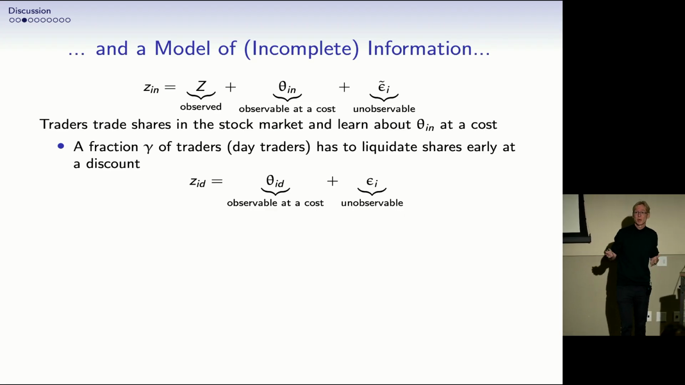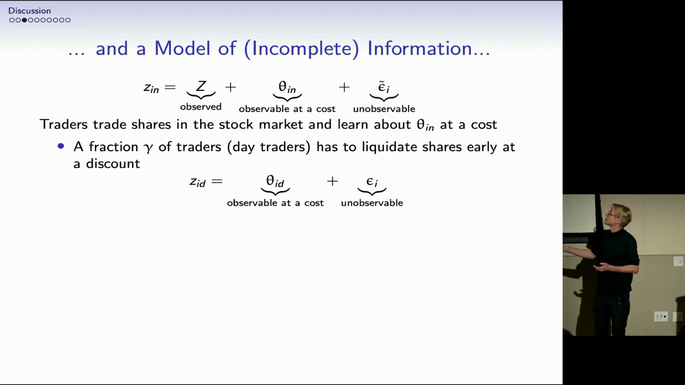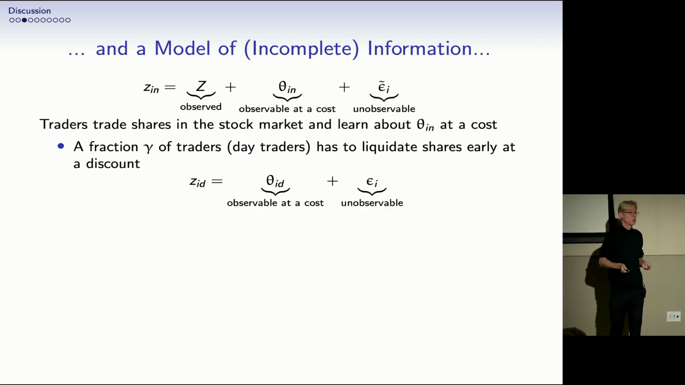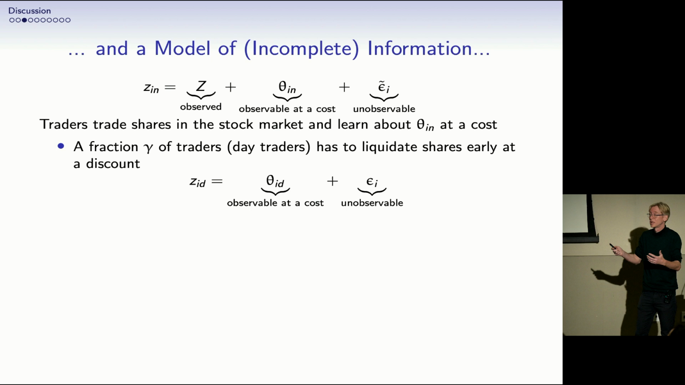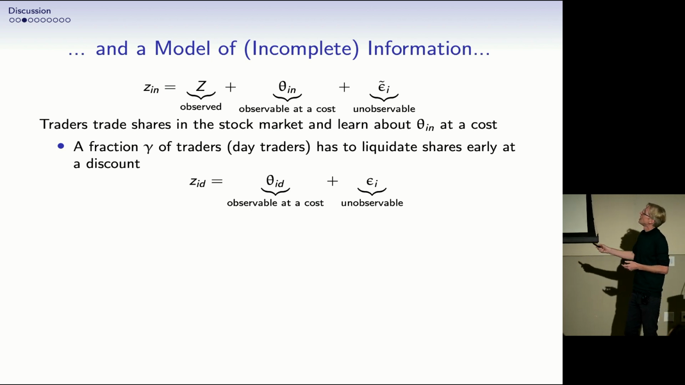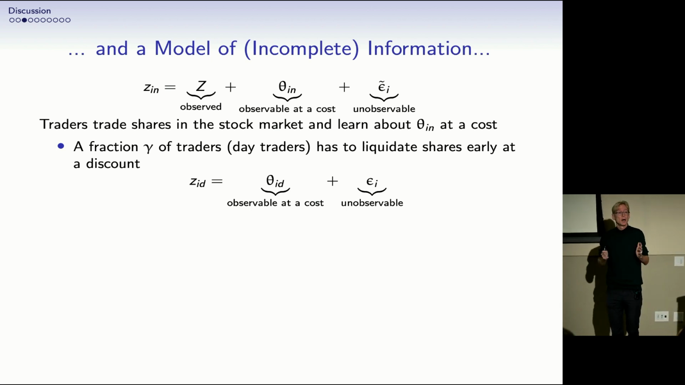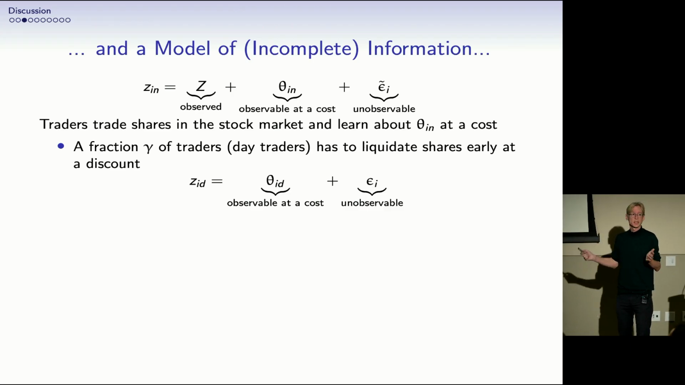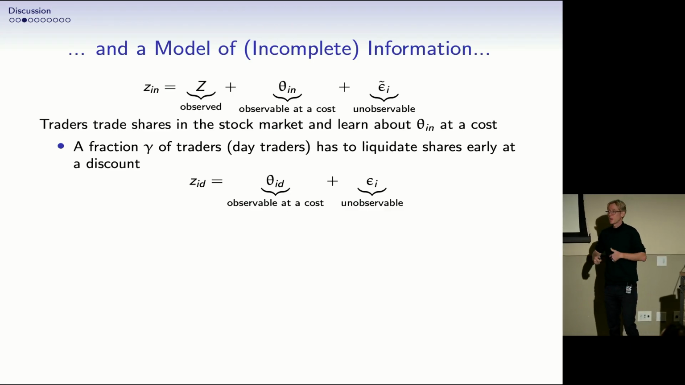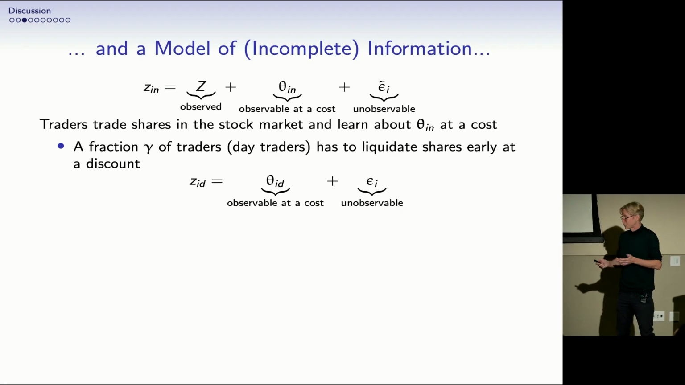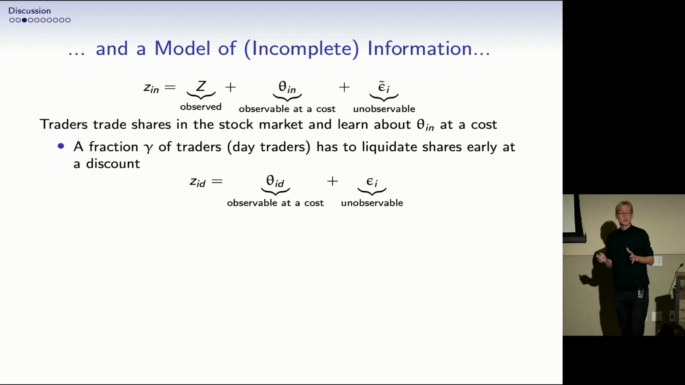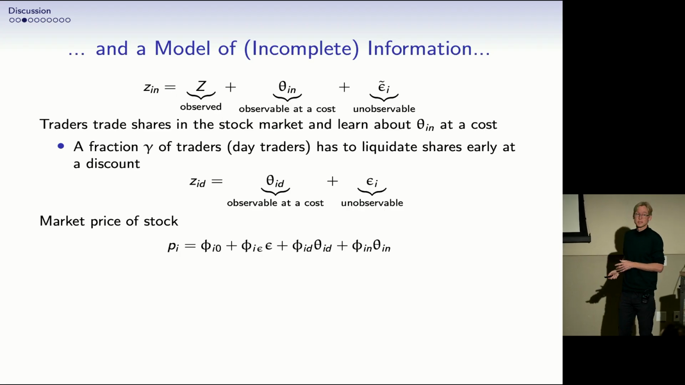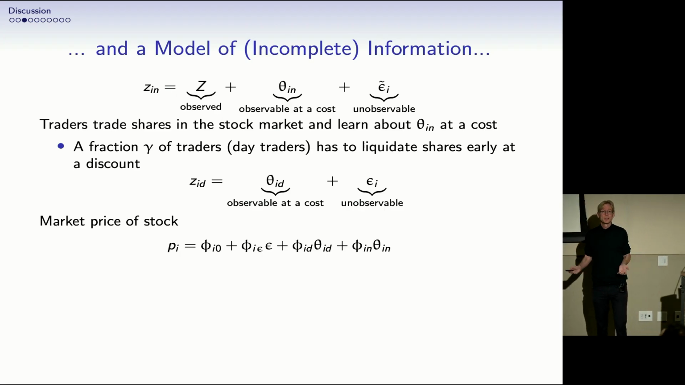Then there's another class of traders, and these are liquidity traders. That's a fraction gamma here. They need to liquidate some of these stocks early for liquidity purposes. That's where the liquidity component comes in, and the liquidity discount also has an unobservable and an observable component. Now that's a noisy rational expectations type of world. There's Bayesian updating, and as Gorkem has made clear, the authors work really hard to make this very tractable, ending up with this simple linear pricing function.